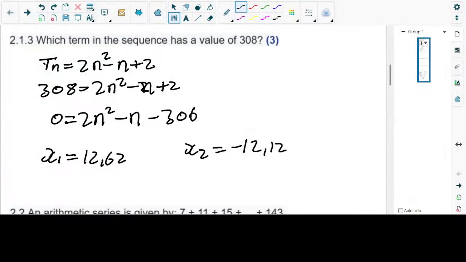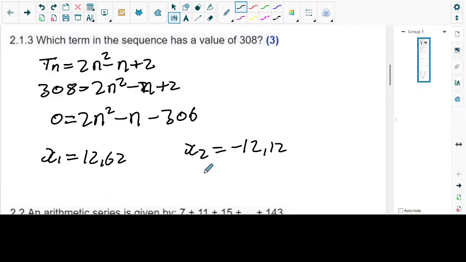What do we get? Our answer is 12.62. It means there's something wrong with the question. I didn't get an opportunity to check it. I just did it, guys. I'm sorry. Let me apologize. It's not right. If it's a position, it's supposed to be a whole number. That's how we choose.